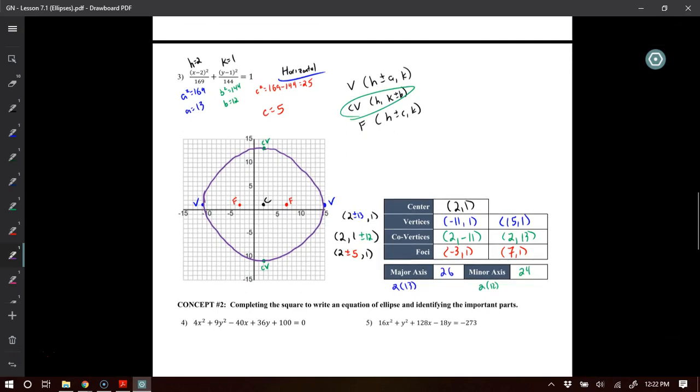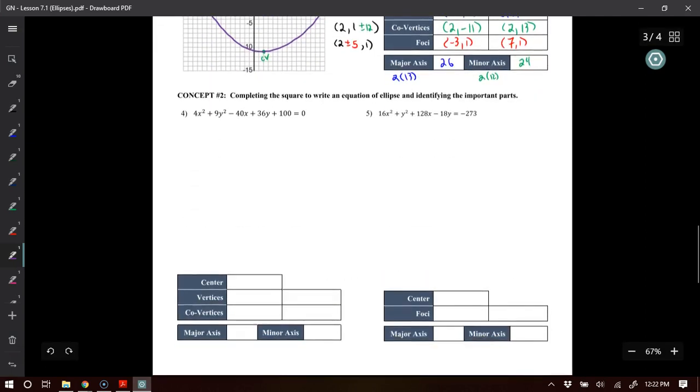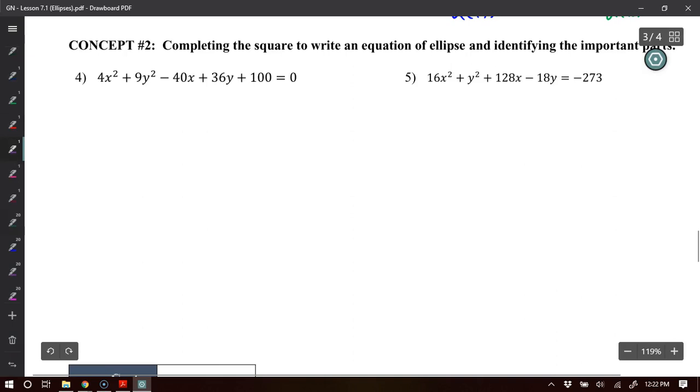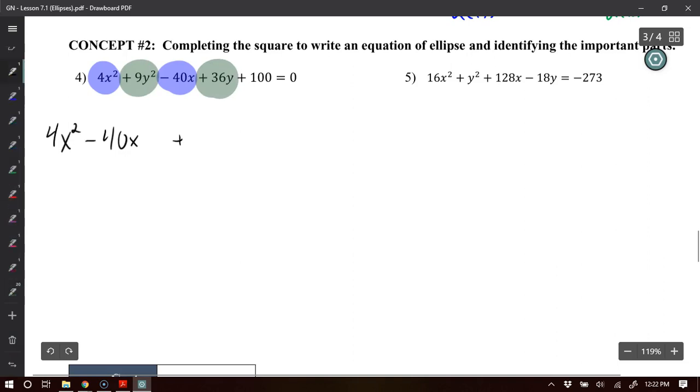Concept 2 takes into the idea of completing the square, and we can use that to identify certain parts that we're doing. So for concept 2, we're going to deal with kind of like the idea we did with 7-0 for completing the square. So I have, and I'll highlight them, like terms, 4x squared and negative 40x. So I have a 4x squared, a minus 40x. I'm going to put together. And then I have my 9y squared and my 36y I'm going to put together. So I have plus 9y squared plus 36y. And remember, we take that 100, we move it to the other side by doing the opposite. So then that equals negative 100. So that's good so far.